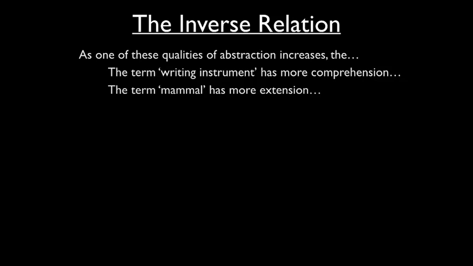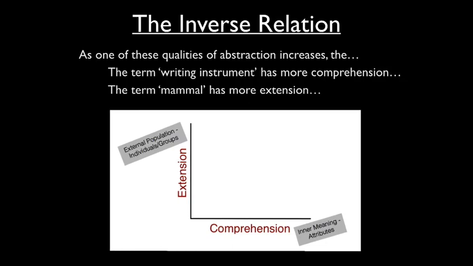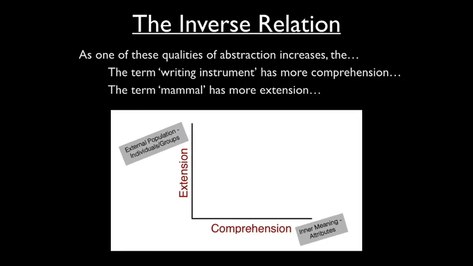And I still think the last slide helps when you start talking about the misunderstandings. Okay, so here's the blank graph, and I'm going to throw some things in there so you can see how they inversely are relational between comprehension and extension. And remember, extension is our external population, those individuals in the groups that would fit within the class, and comprehension is the inner meaning, the attributes.